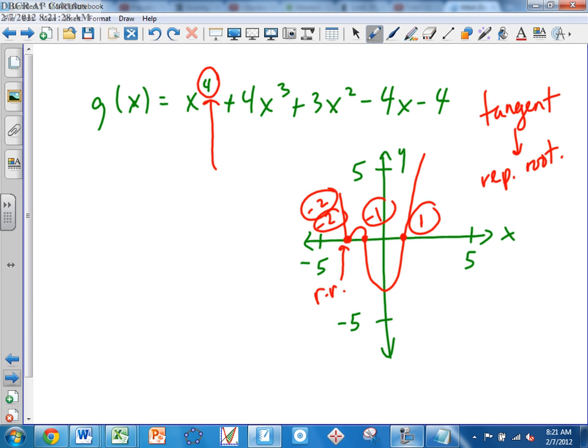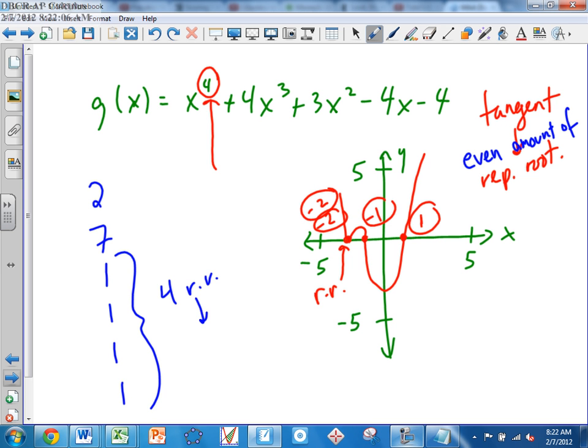Now, the cool part is this, though. You can generalize this statement. Whenever you see a tangent, you have an even amount of repeated roots. I know you can't see that from this example, but you have an even amount of repeated roots. For example, if the roots of an equation were 2, 7, 1, 1, 1, 1, how many ones do you see? Four. There will be a tangent because there are an even amount of them. Again, there are four repeated roots, thus we have a tangent.